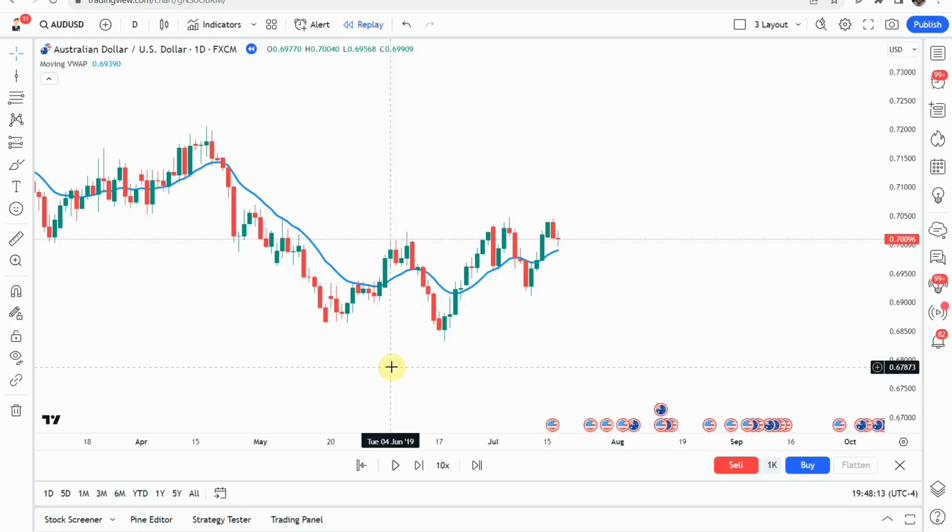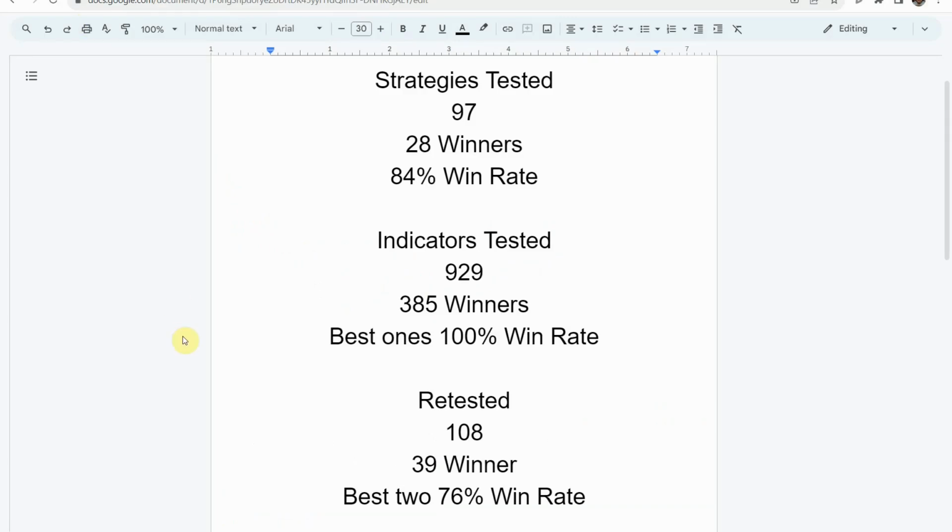Alright, as I said, today we will be looking at an advanced testing of the moving VWAP indicator. Before we do though, I wanted to put the testing scoreboard up for everyone to see. So to date, we have tested a total of 97 different strategies, with 28 of them being winners. The best one so far was able to achieve an 84% win rate. We've also tested a total of 929 indicators, with 385 of them being winners. The best ones so far were able to achieve a 100% win rate.